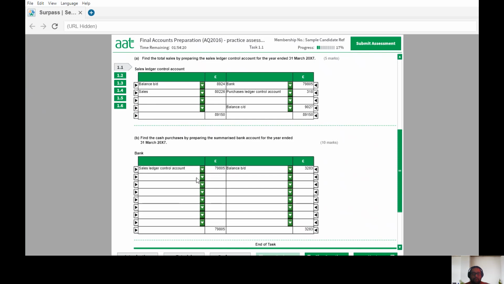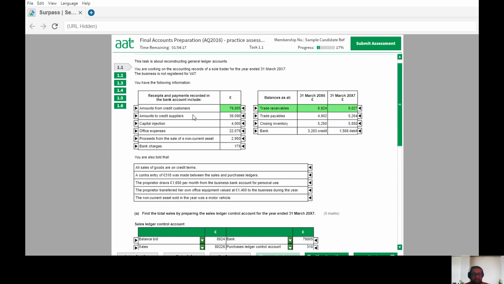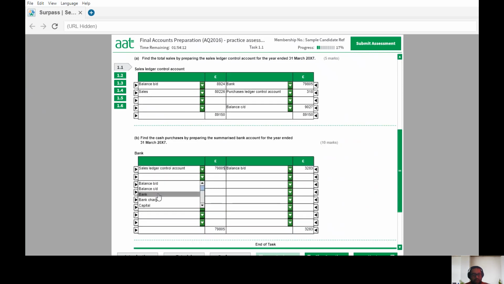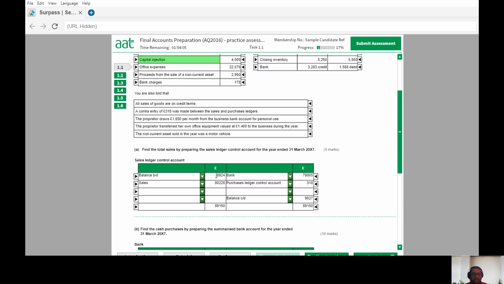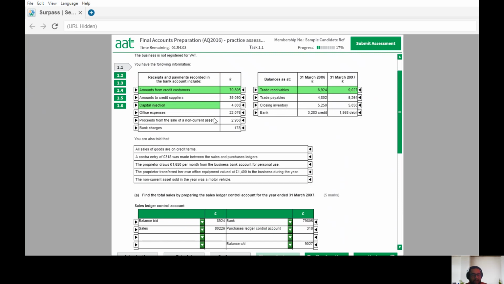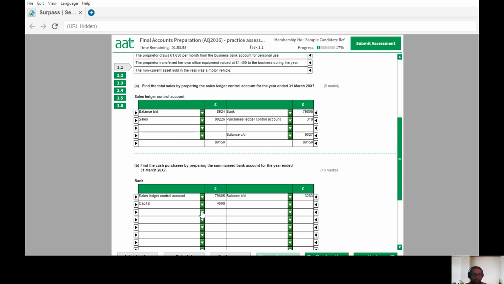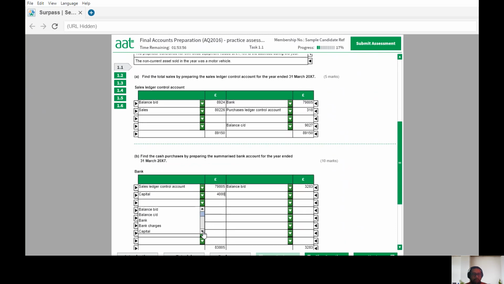And then we also have to look at it. There is a capital injection of 4,000 pounds, the money coming in. So we're going to say capital account, 4,000 pounds. And then also, if you notice here, the disposal of the non-current assets. So from the proceeds of that one, we have 2,950 pounds. So we're going to say here, motor vehicle account, we go look for the motor vehicle at cost, 2,950. So we call that the disposal account.